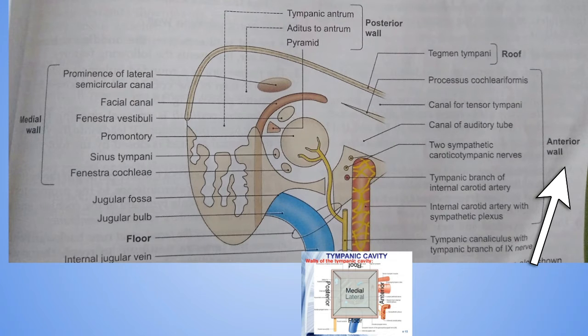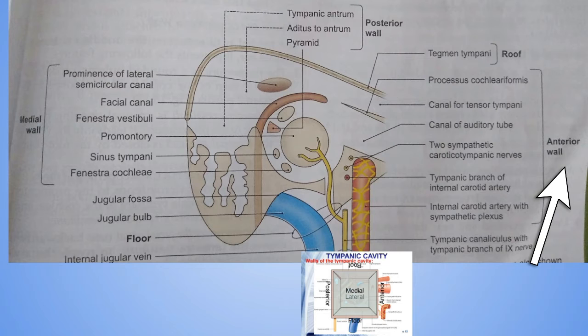The inferior part of the wall is formed by a thin plate of bone which forms the posterior wall of the carotid canal. The plate separates the middle ear from the internal carotid artery. Now this plate of bone is perforated by the superior and the inferior sympathetic caroticotympanic nerves and the tympanic branch of the internal carotid artery.